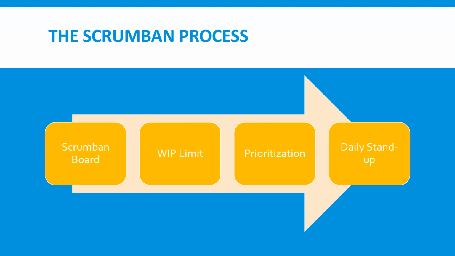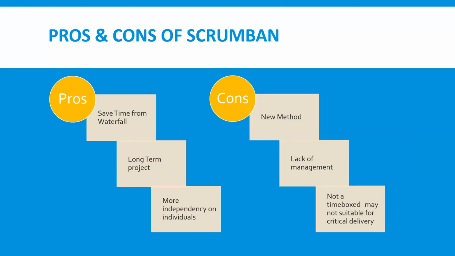So these are the 4 major processes we follow in Scrumban. Then a few pros and cons, of course, because everywhere we have pros and cons. So here we can see the pros for Scrumban. It saves time compared to waterfall. Of course, waterfall has a lot of design work, and once the design is completed and agreed upon and the SOW is signed, then you cannot change it, right?